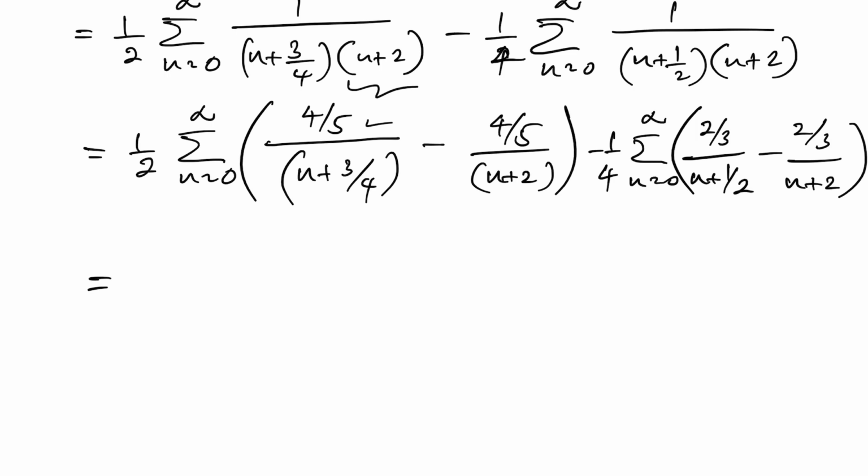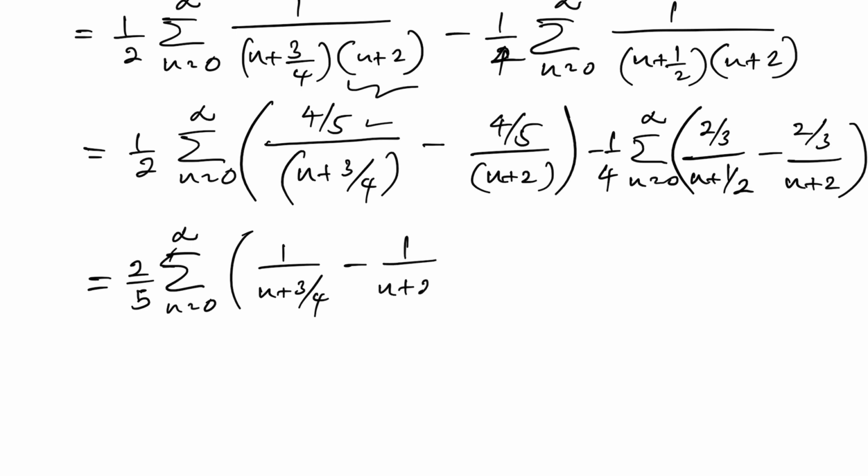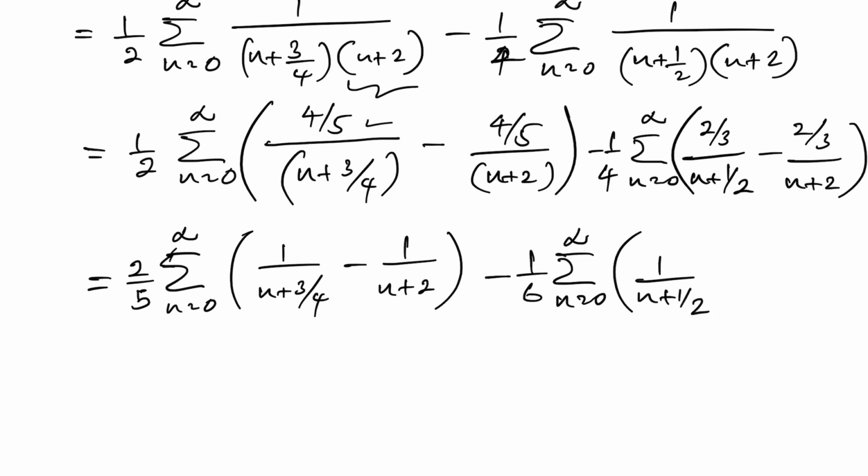So 4 over 5, 4, 2 get cancelled. So we have 2 over 5 sum of n equals 0 to infinity 1 over n plus 3 over 4 minus 1 over n plus 2. Then here if we take 2 over 3 as a common factor, we have 1 over 6 sum of n equals 0 to infinity. Here we have 1 over n plus 1 half minus 1 over n plus 2.